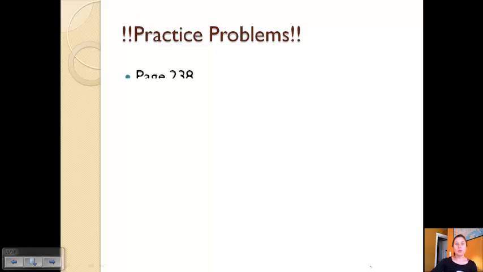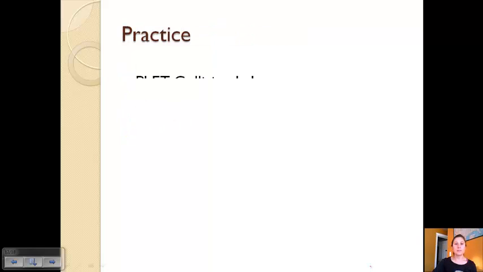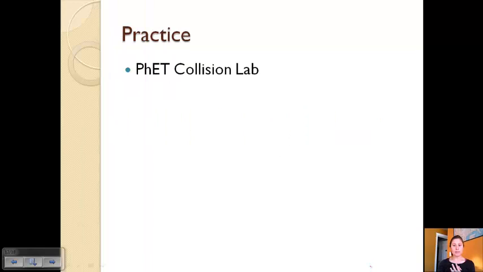So we are going to go over these problems in class, but please feel free to attempt them on your own if you want, and then here's the homework. So we'll be doing a PhET lab for this first part, and then after we discuss two-dimensional collisions, we'll work on some homework. Have a good day.